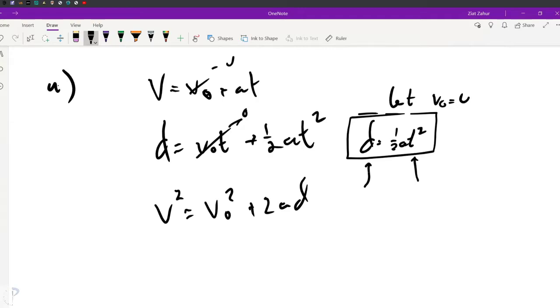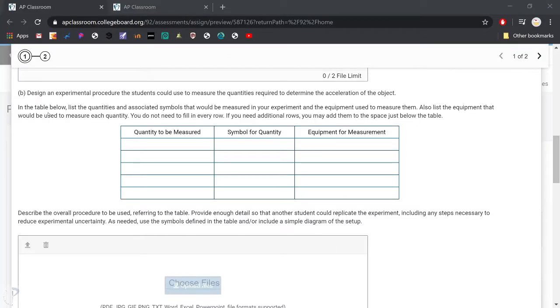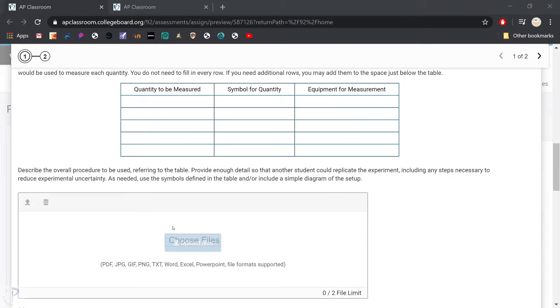Part B, let's go to part B. Design an experimental procedure the students could use to measure the quantities required to determine the acceleration of the object. So here they actually made a chart, and then later on you actually have to write about it, like procedures in your labs. It is very important that you incorporate the instrument into your procedures. Right? So don't just say measure D. Use a meter stick to measure D. Definitely not a caliper, because caliper's too small.